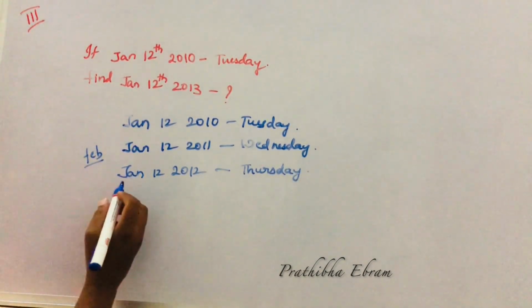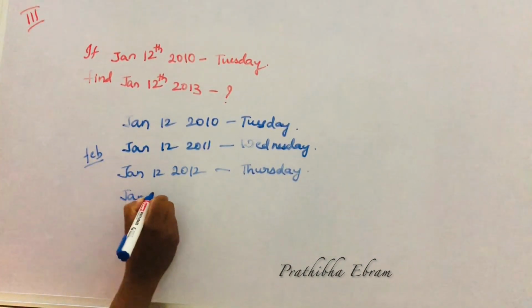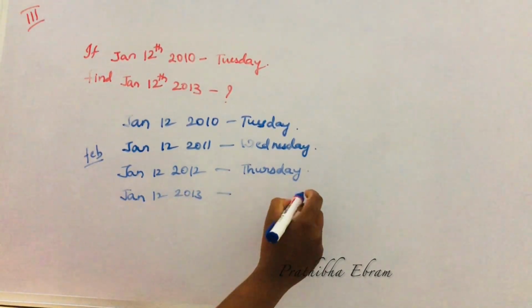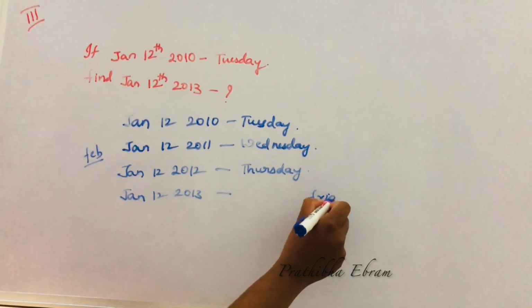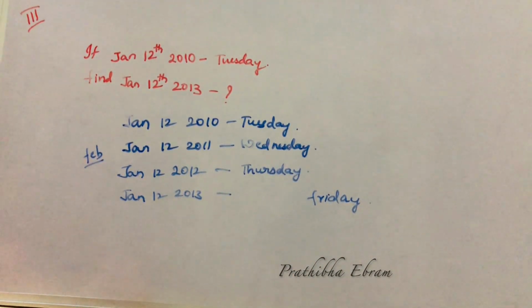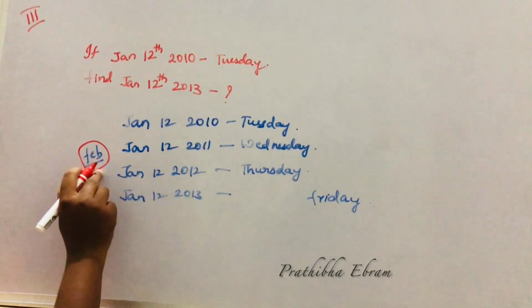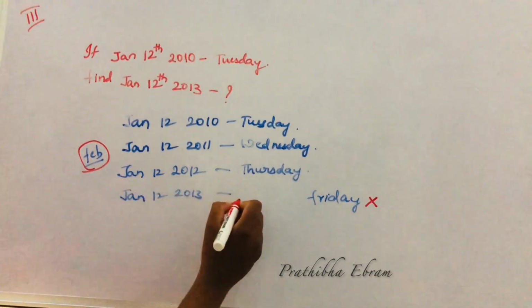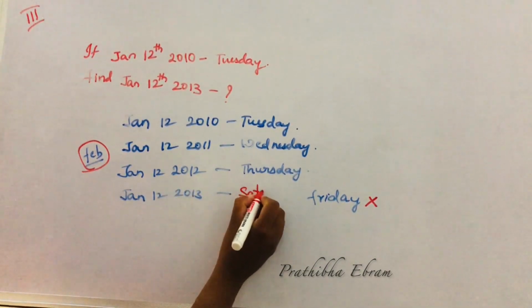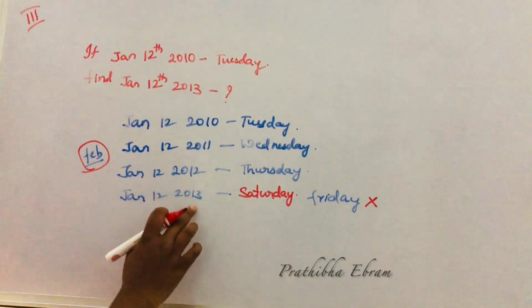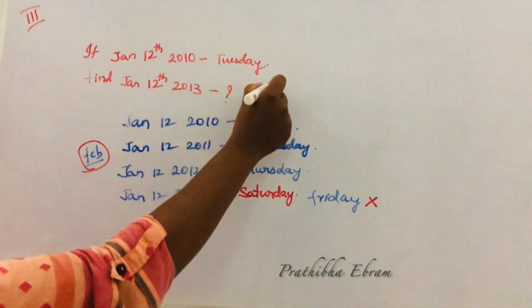Next, Jan 12, 2013. Actually, it should be Friday, right? As per the concept. But as an extra day got added to the month of February, the Friday gets skipped. Okay? And here comes Saturday. Therefore, Jan 12, 2013 is Saturday.